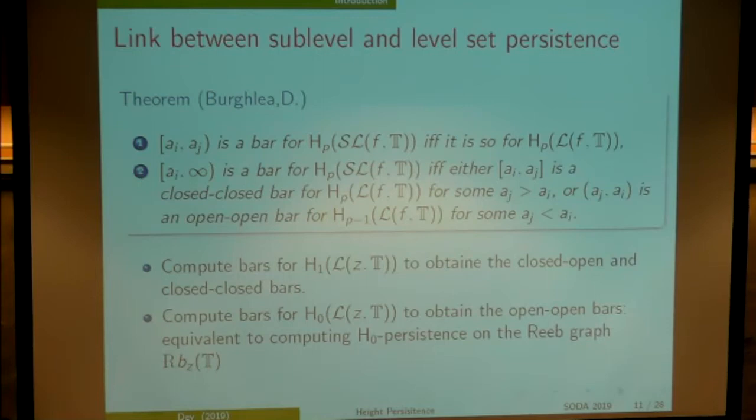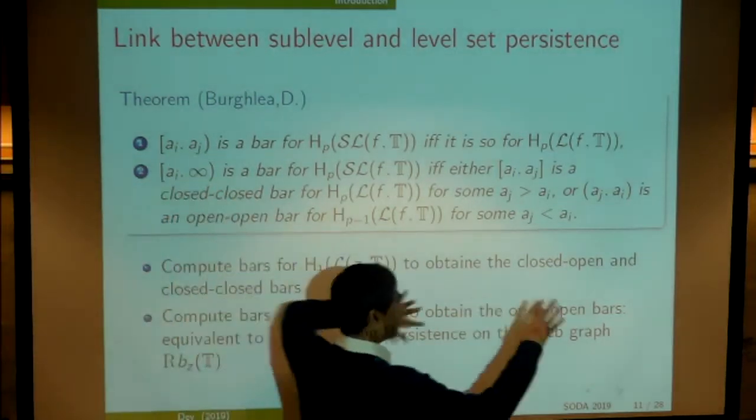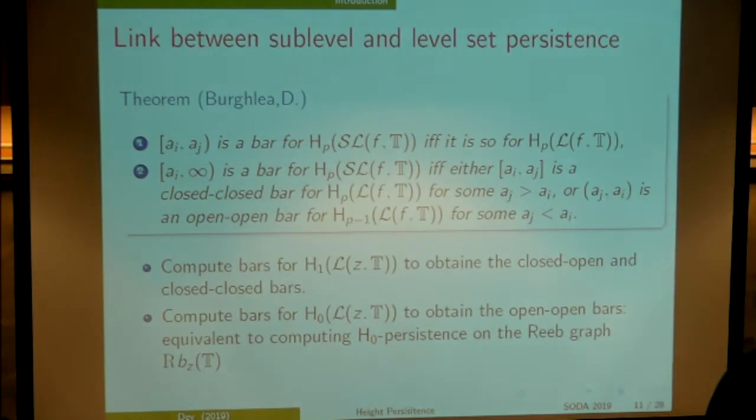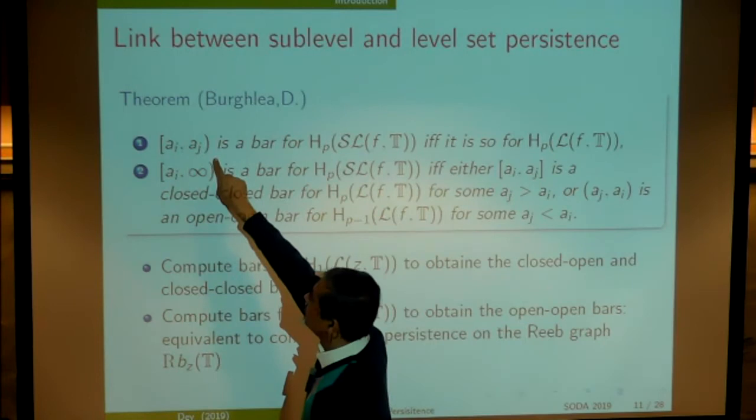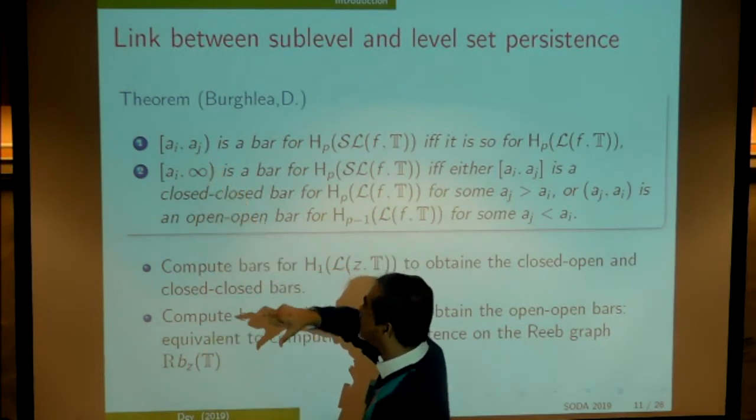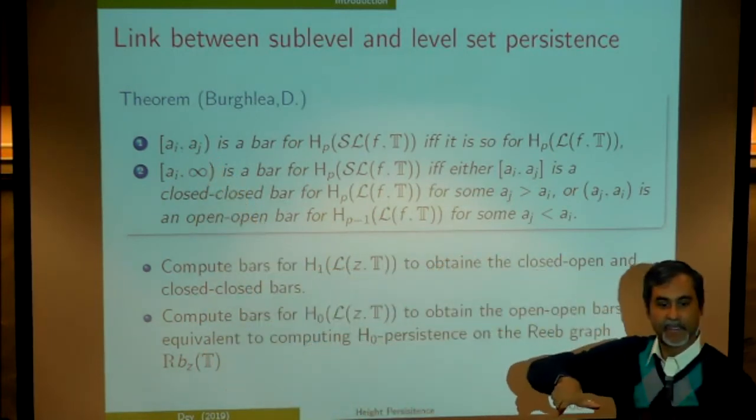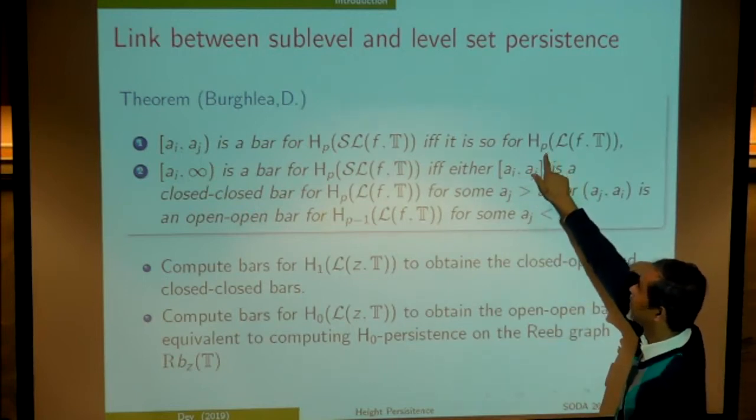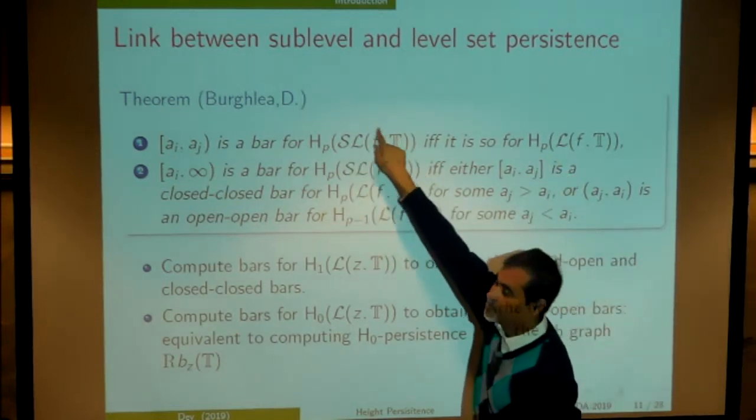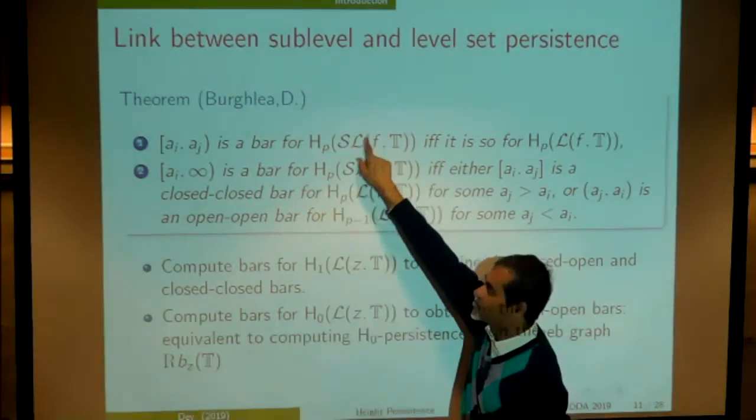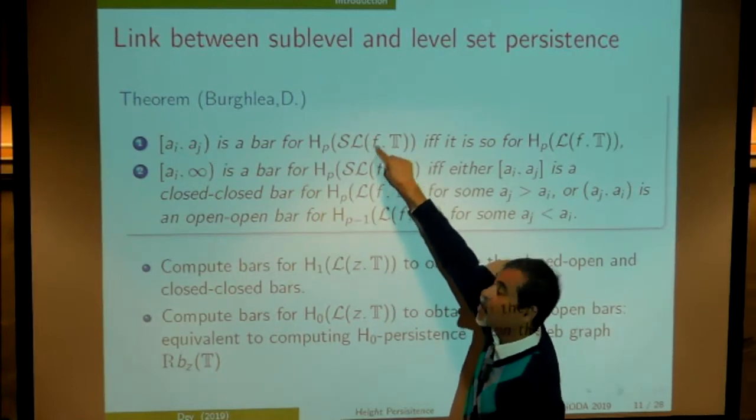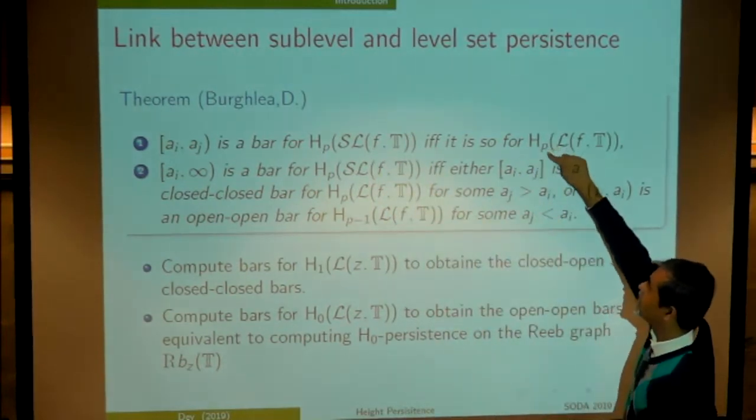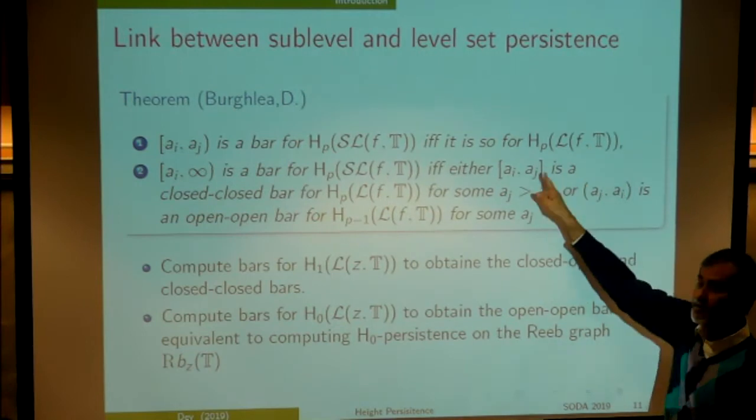So this tells you how to relate these 4 types of bars with the bars in the standard persistence. Okay, what is it? It says the closed-open bar you will get only if it is also a bar in the standard persistence. So this is the sublevel set persistence, which is the standard persistence. A closed-open bar in standard persistence also appears in the level set zigzag persistence. It's if and only if.